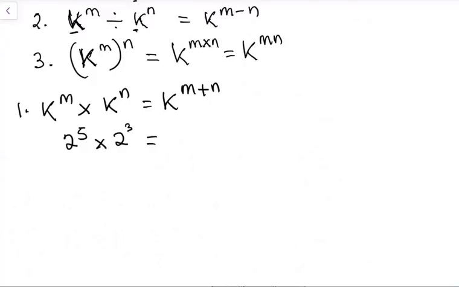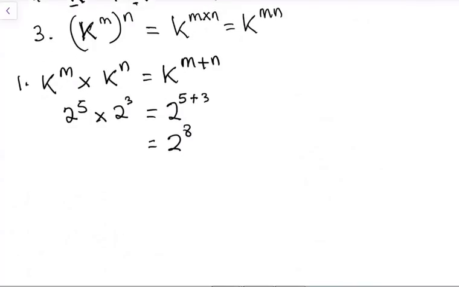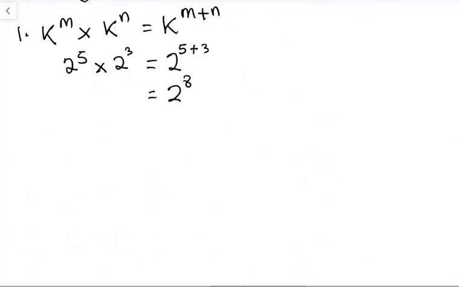In this case, we have the same base number, and that will give us the indices. In the first case it is 5, and in the second case it is 3. And you'll guess it right, 2 raised to power 8 is the correct answer. That is how we apply the rule in this case.